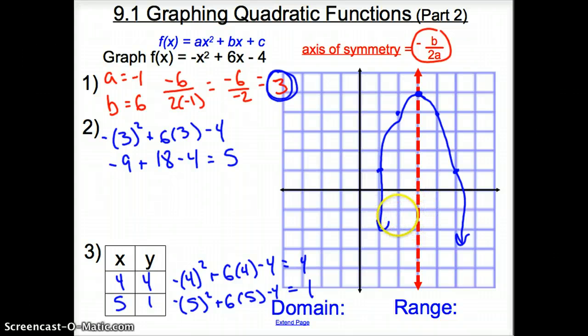Now, if we were asked to state the domain and range, the domain for these kind of problems will be all reals, which is all real numbers. You can put in any numbers you want. The range, since this opens down, we will have a maximum, right? Well, my y has to be less than what number? It has to be less than or equal to my vertex that I found, which was 3, 5, so it has to be less than or equal to 5.